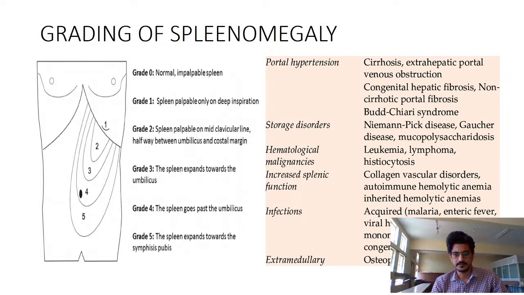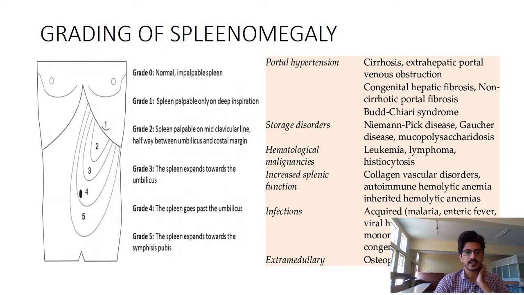And collagen vascular diseases and autoimmune hemolytic anemias, and in case of infections like malaria, enteric fever, viral hepatitis infection, mononucleosis, kala azar, and extramedullary like osteopetrosis. So for grading of splenomegaly, we use Hackett's grading of splenomegaly.